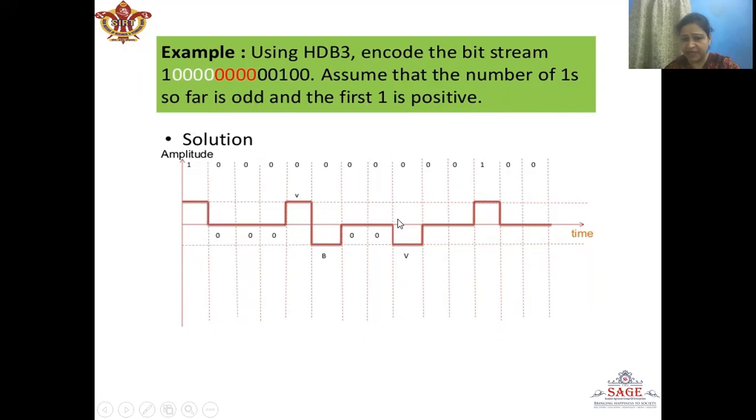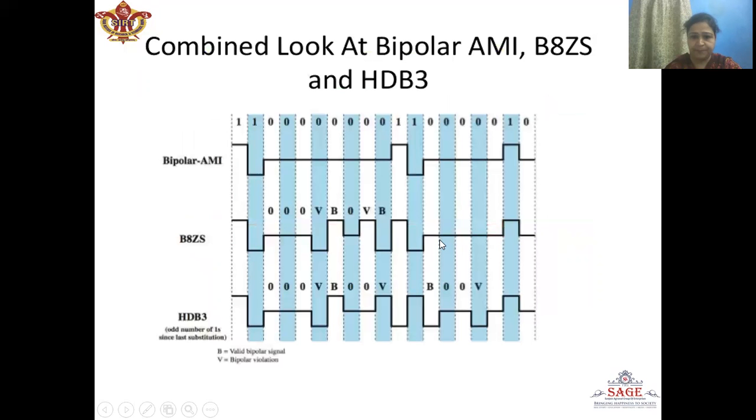Then again for the next 4 zeros, we will use the pattern for even, which will be B00V. B will be negative. 00V violation will again be negative. Then we have 2 more zeros, which will be represented by 0 voltage level. For the 1, we follow the AMI rule, which will be alternation. Since the previous was negative voltage level, this will be positive voltage level. And then again, we have 2 zeros, which will be represented by 0 voltage level.